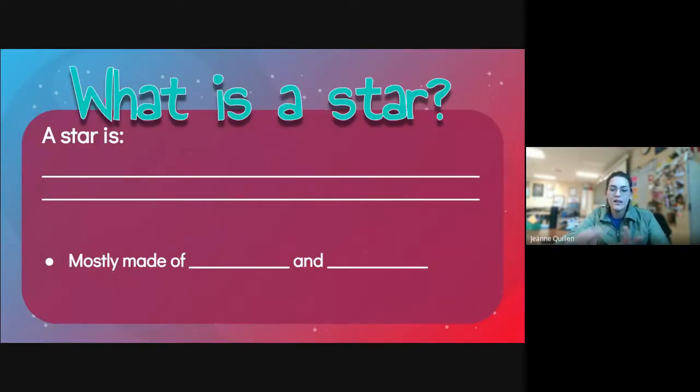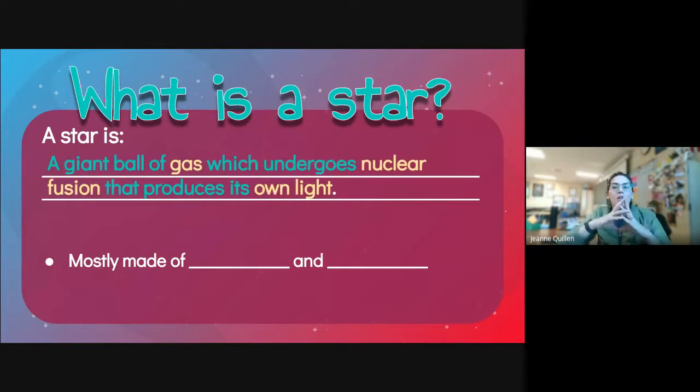So a star is a giant ball of gas. It undergoes nuclear fusion, and that causes it to produce its own light. You should recall this from last unit when we learned about the sun, right? A sun is a giant ball of gas. It undergoes nuclear fusion, that process where hydrogen atoms are fusing into helium to form those heavier elements. And this process creates a ton of heat and light and energy, and that's why we can survive on our planet. And so most stars are made of two ingredients.